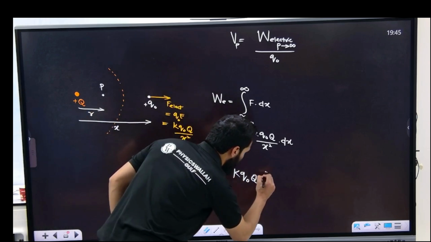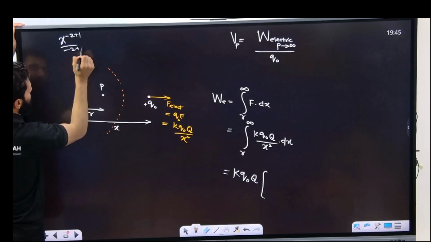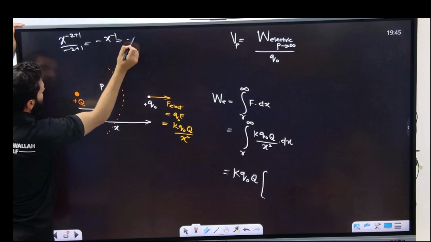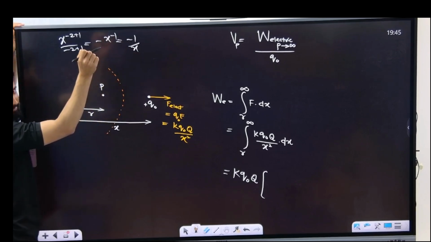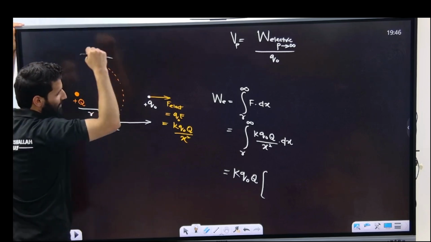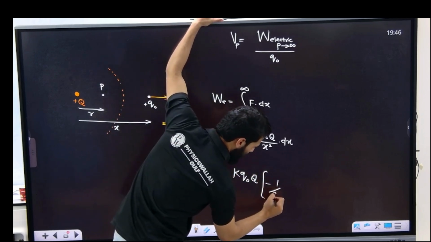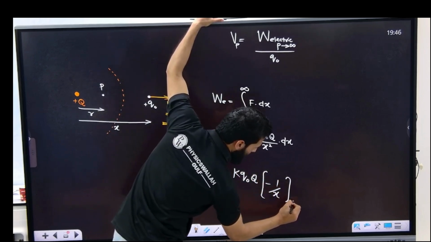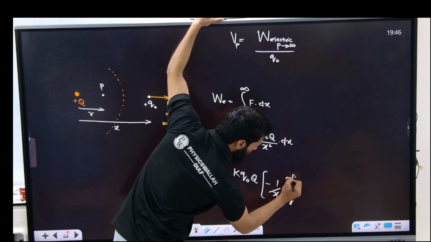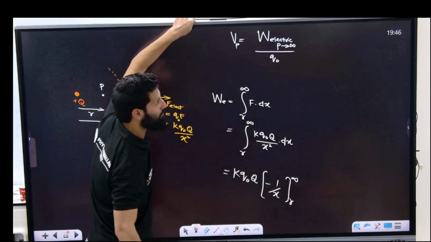Okay, so the integration of 1 by X square is minus 1 by X. What is the limit? What is the lower limit? R. What is the upper limit? Infinity. Done.